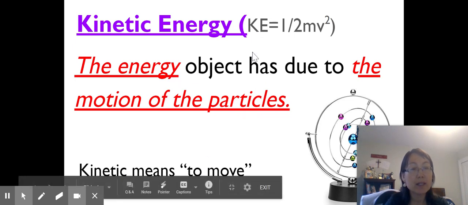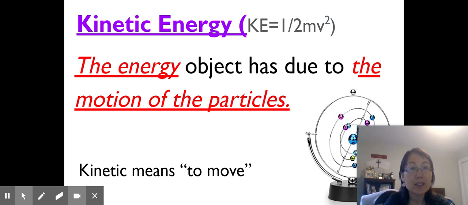Okay, how do we calculate kinetic energy? It's 1/2 mv², where m means mass, and v means velocity, like how fast they're moving. An object that contains more mass has more kinetic energy, and particles moving faster with higher velocity will contain more energy.